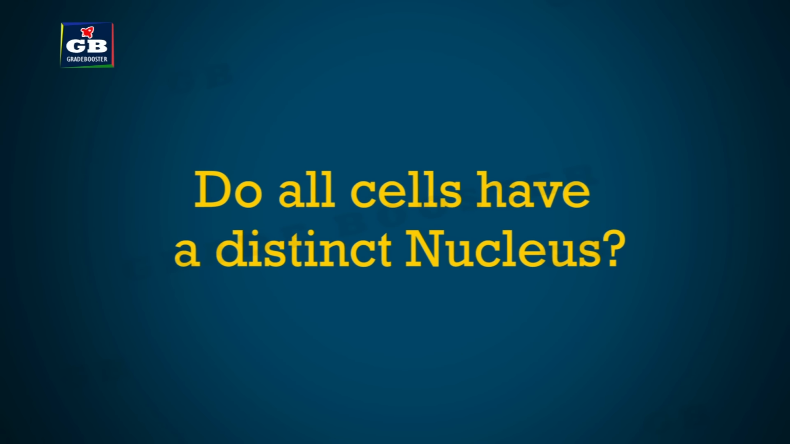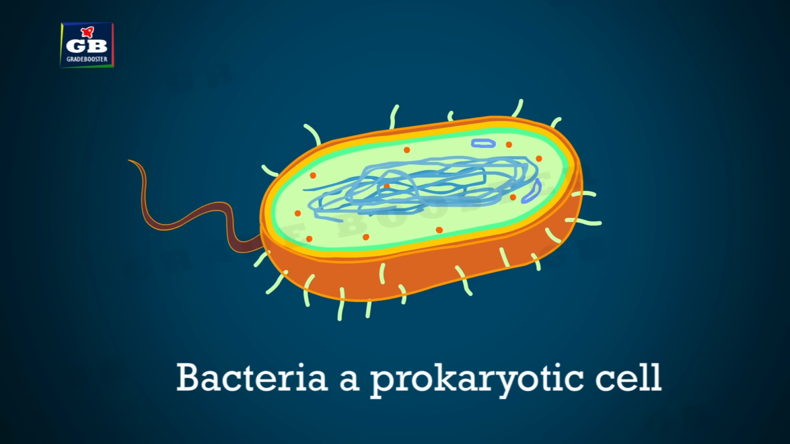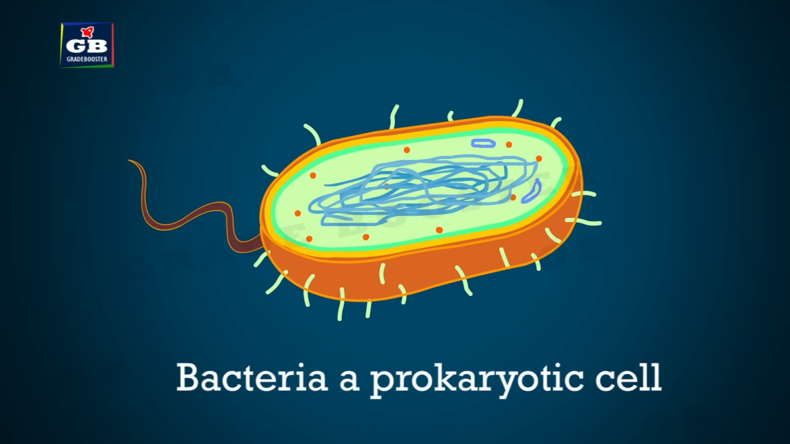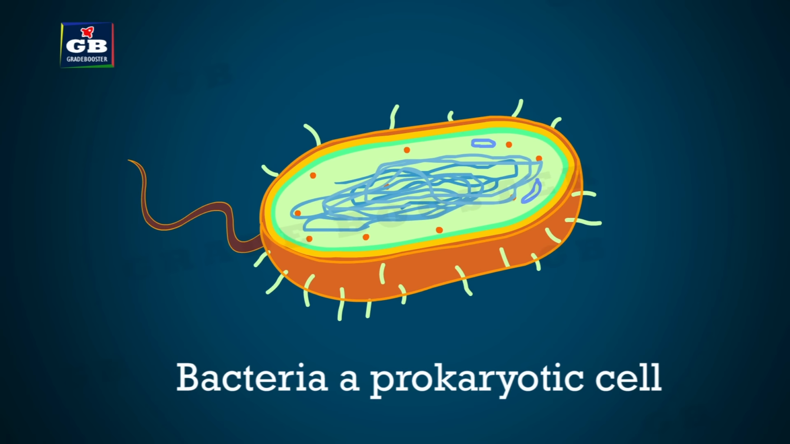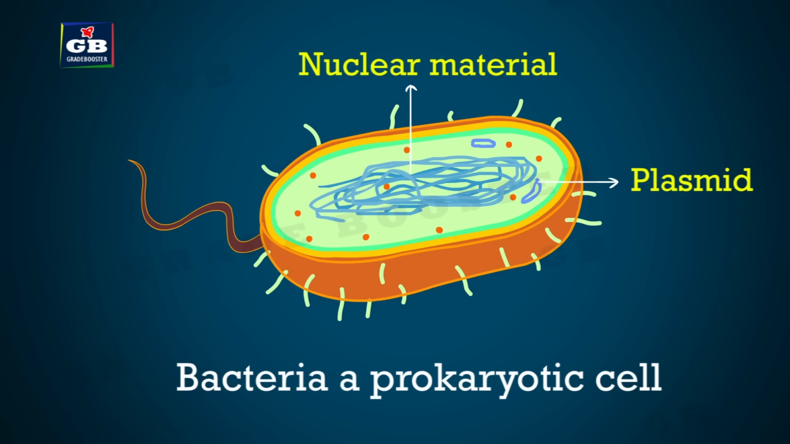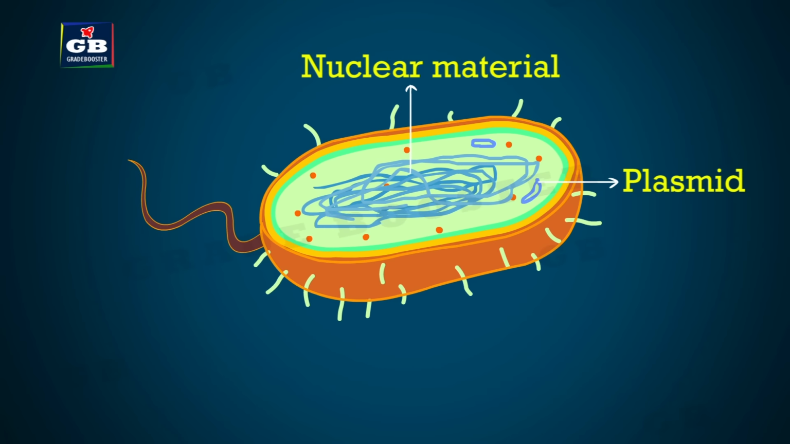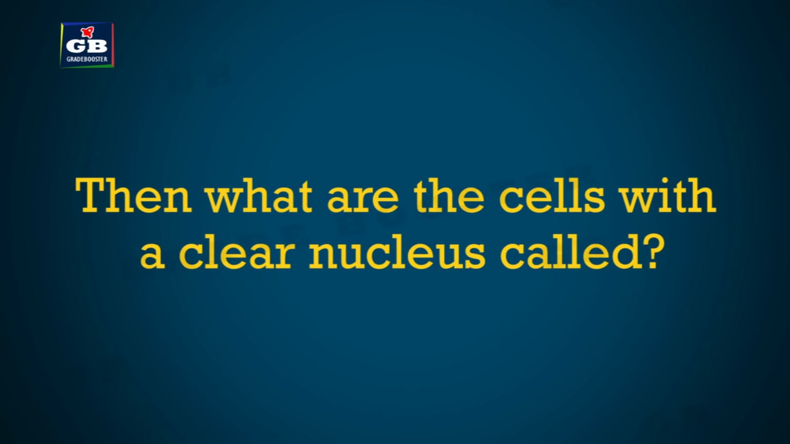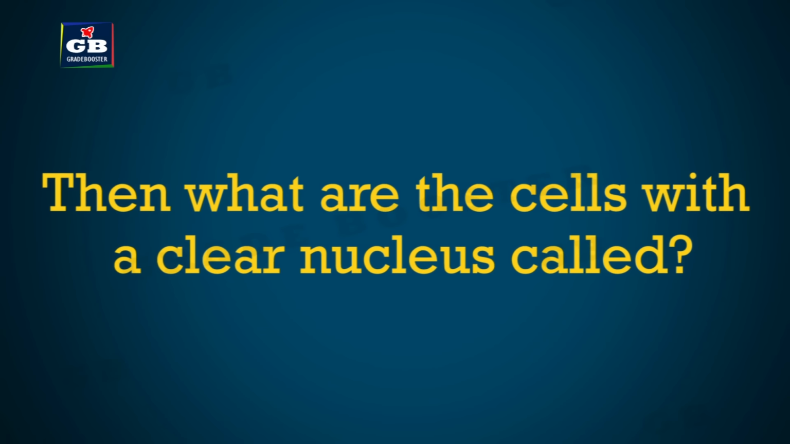Do all cells have a distinct nucleus? No. In certain single-celled organisms like bacteria, the nuclear membrane is absent. The nuclear region is undefined and contains only nucleic acids. Such type of nucleus is called nucleoid. The organisms whose cells lack a nuclear membrane are called prokaryotes. Pro means primitive or primary. Karyote means karyon.